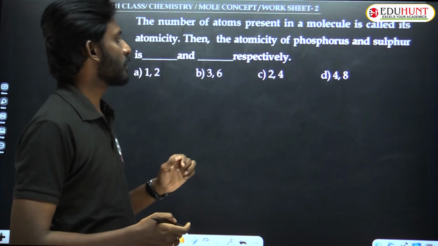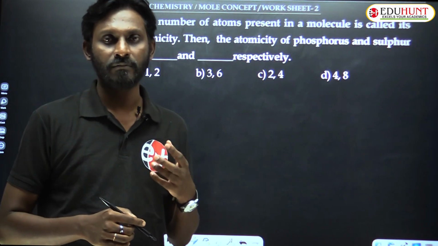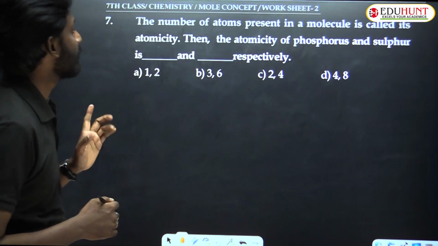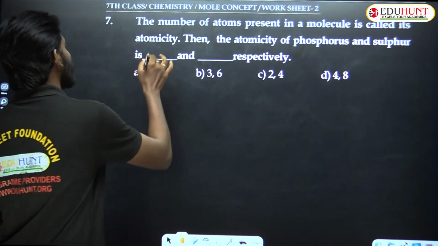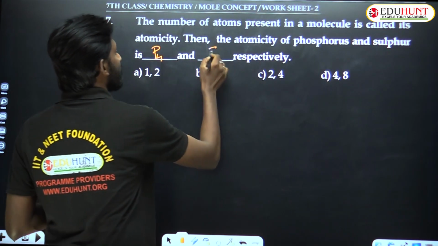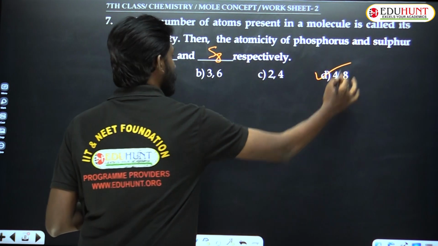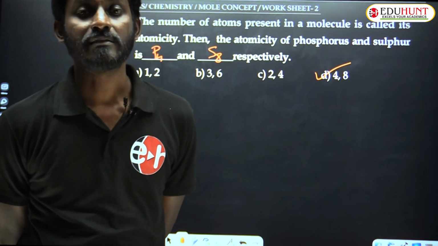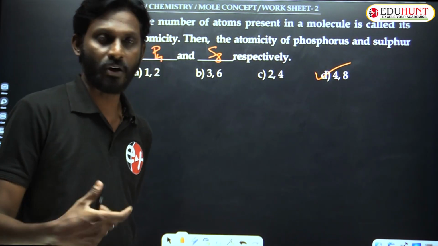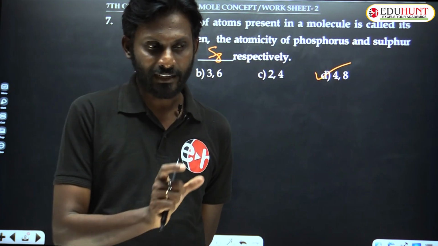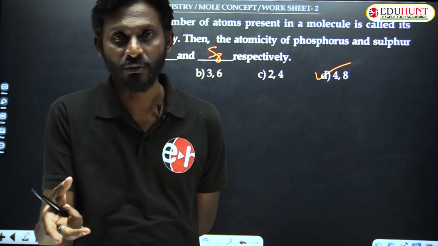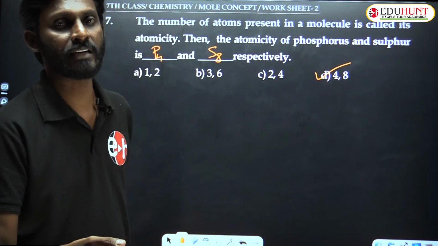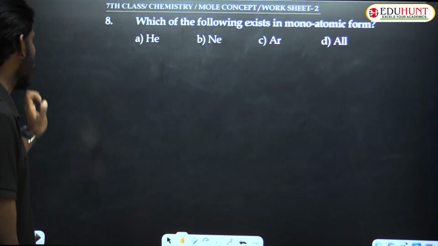The number of atoms present in the molecule is called atomicity. If you take a molecule, the number of atoms present in that molecule is called atomicity. Then the atomicity of phosphorus and sulfur: phosphorus will be P4 and sulfur will be S8, so 4 and 8. Phosphorus is tetraatomic and sulfur is octaatomic. Just like oxygen exists as O2 and nitrogen exists as N2 molecule, sulfur exists as S8, octaatomic, and phosphorus exists as P4, 4 atoms in one molecule.